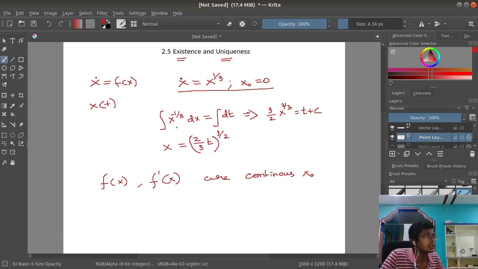Let's put this function to test. This is f of x, and what is f prime of x? Let's say f prime of x is equal to 1 by 3 x to the power of minus 2 by 3. So f of x is equal to this, and f prime of x is equal to this. Let's plot this and see whether it is continuous at x naught. For us, x naught is 0 in this case, so let's check it.